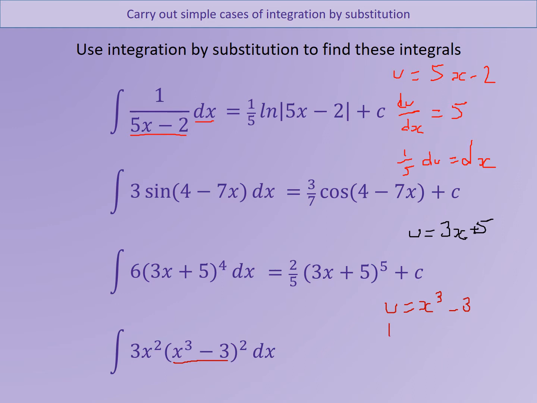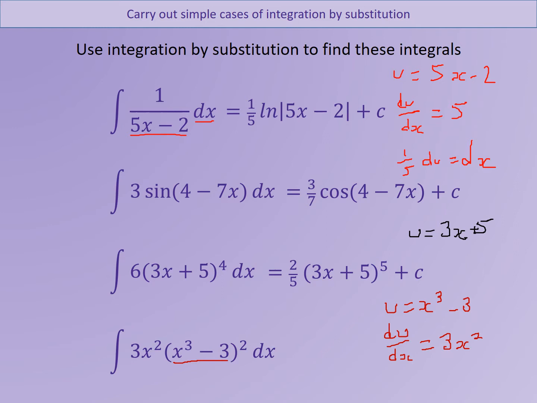Now the issue comes when I try differentiating it. So du over dx equals, in this case, 3x squared. And that's a bit different to the others because in the other ones we end up with a nice number and it was all fine. And this one we seem to be messed up.